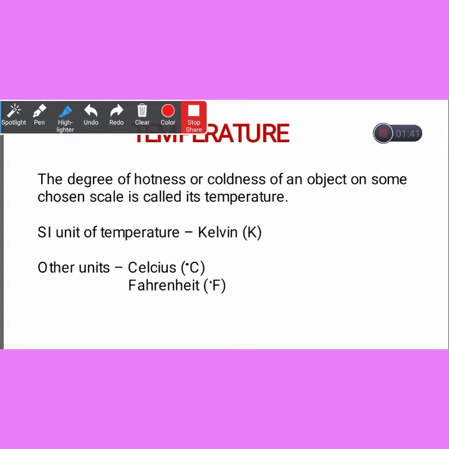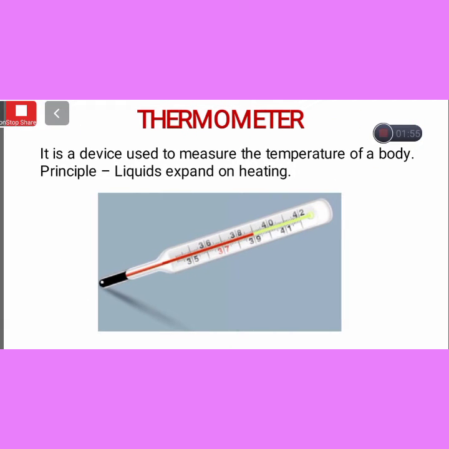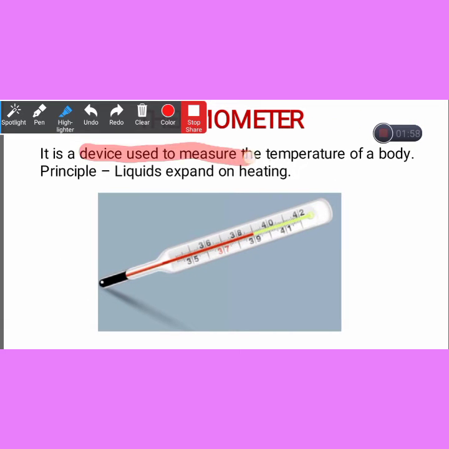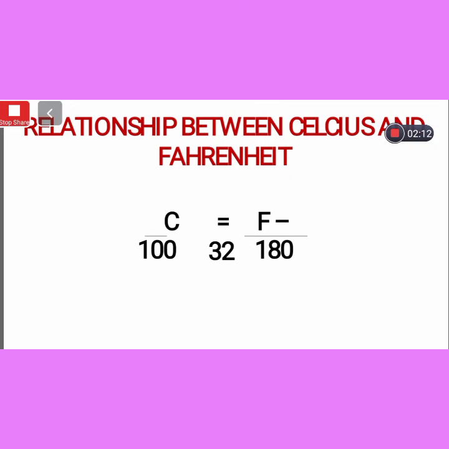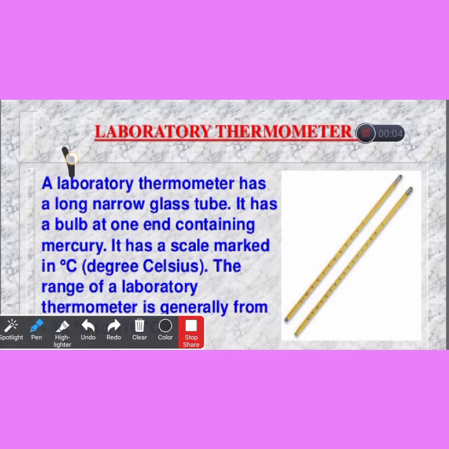Temperature. The degree of hotness or coldness of an object on some chosen scale is known as temperature. SI unit of temperature is Kelvin, and other units are Celsius and Fahrenheit. A thermometer is a device used to measure the temperature of a body on the principle that liquids expand on heating. Some numericals on this will come in part 2.